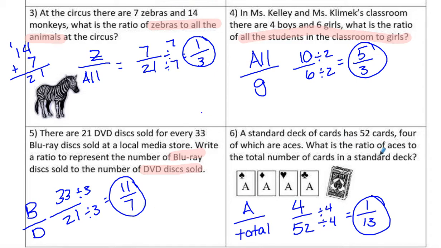And then number 6, it wants to know the ratio of aces to the total. So there are 4 aces in the deck, and there's 52 total cards. Now, I simplified by 4, but you could have simplified by 2 and then 2 a second time. But you had to do 2 twice in order to get down to 1/3.